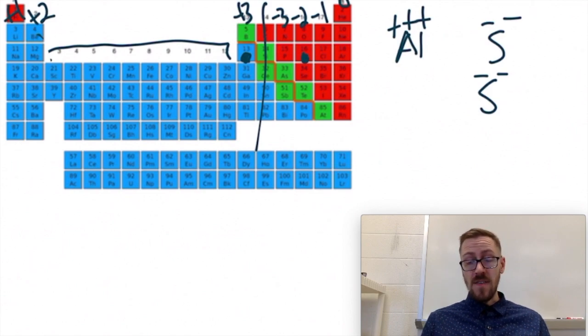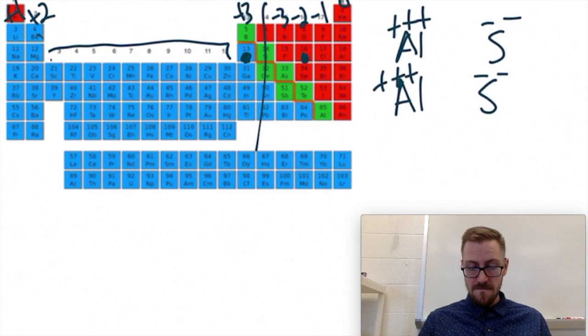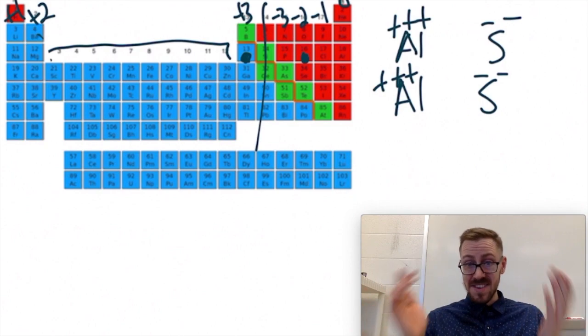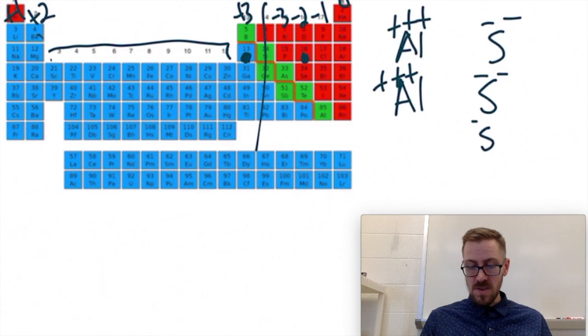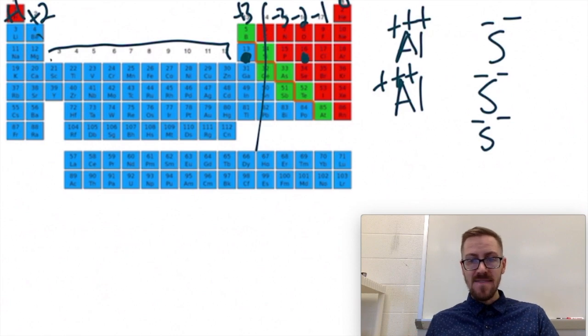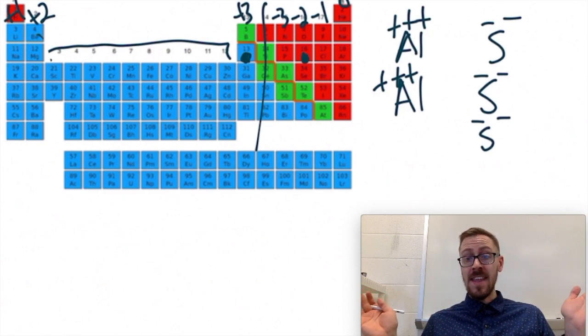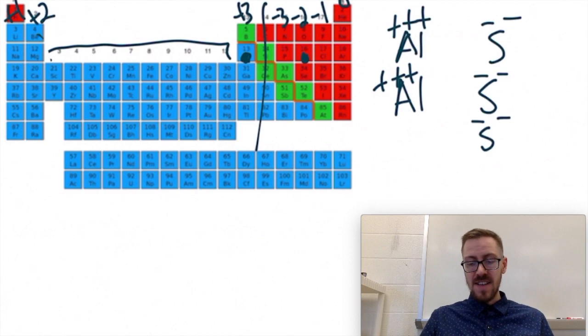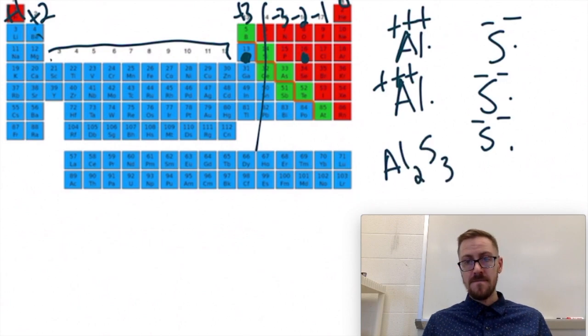When I do that, now I've got 3 on the positive side and 4 on the negative side. So it still didn't work. I need another aluminum. And now I have 6 on the positive side and 4 on the sulfur side, so it still doesn't work. I need 1 more sulfur, and now I'm done. I've got 6 positive charges, 6 negative charges. They're balanced now. My final answer has 2 aluminums and 3 sulfurs. So it's Al2S3.